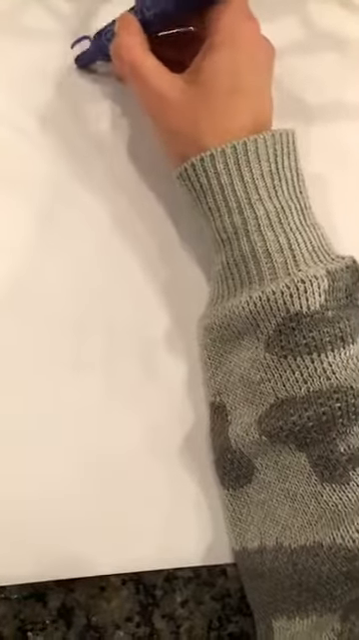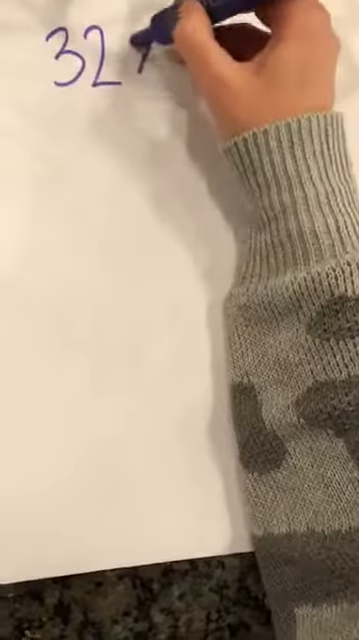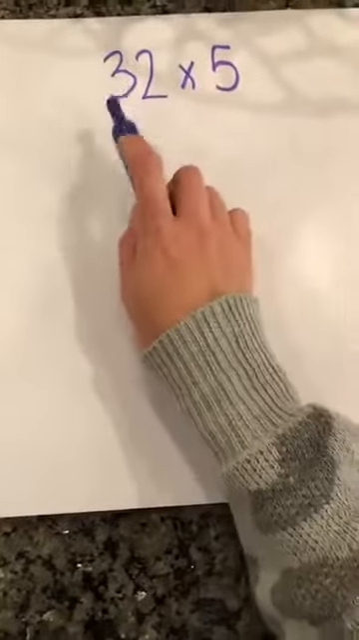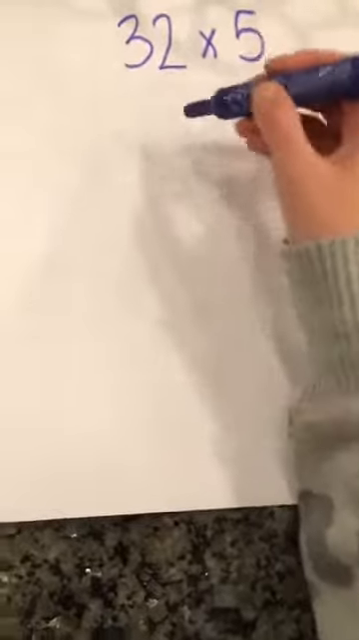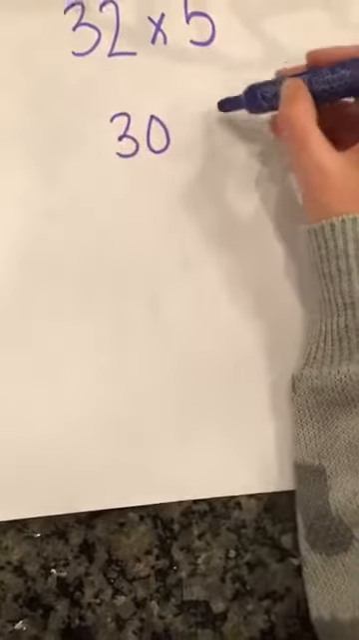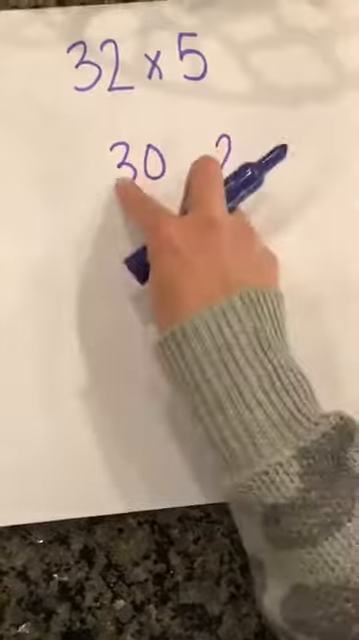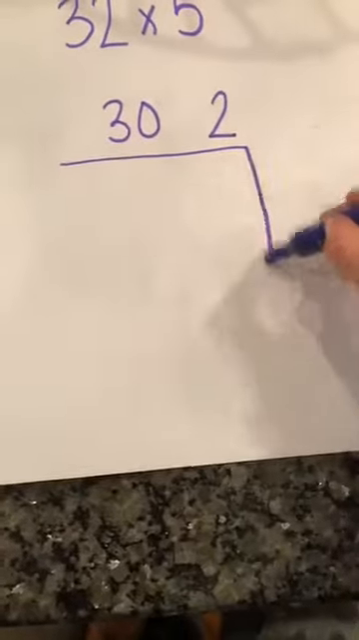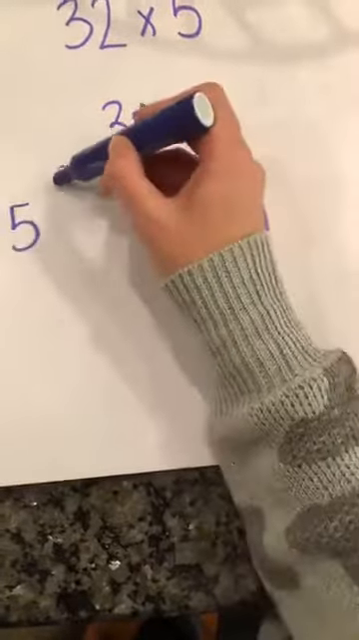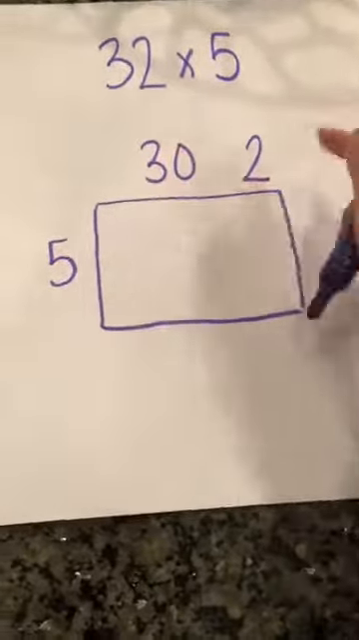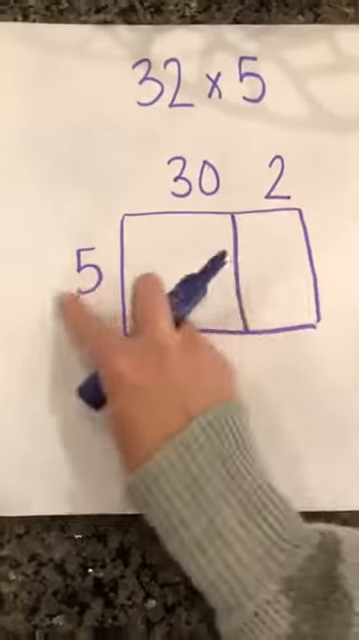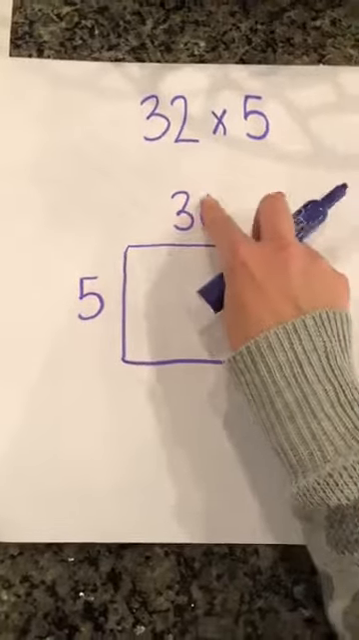All right, so let's do a 2-digit by a 1-digit. Okay, so remember, we're talking about place value. So we're talking about 30 and 2 ones, and we have 5, okay? So we can decompose 32 into 30 and 2, 3 tens and 2 ones, and a 5. And that's just pretty much our border, right? 30 and 2 by 5. So now we have an area to fill in.